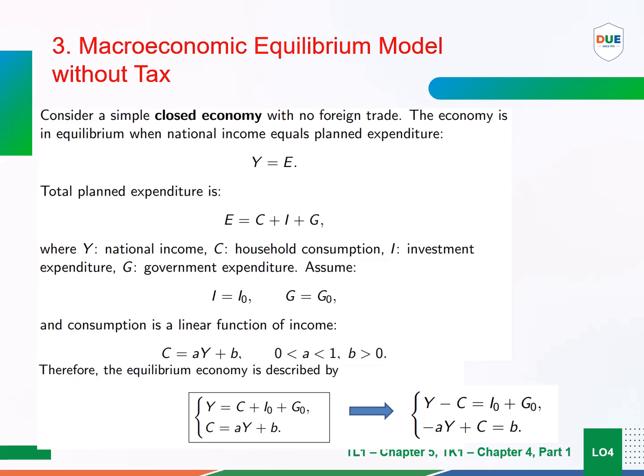Therefore, we have two economic relationships involving two unknown variables, national income Y and consumption C. By rearranging these relationships, the macroeconomic equilibrium problem becomes a system of two linear equations in Y and C. This is the main mathematical idea. Finding the equilibrium of the economy is equivalent to solving a linear system.